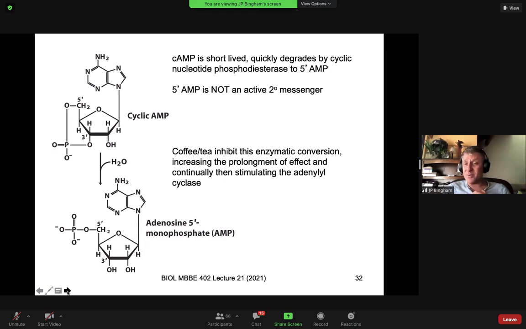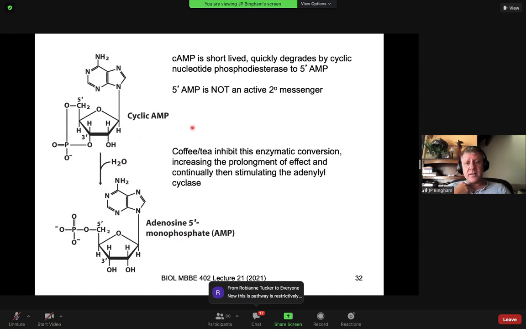Oh, and here we go. We talk about this issue with cyclic AMP and tea and coffee. Coca-Cola is the same thing. Cyclic AMP is very short-lived. The reason is that it is promiscuous and has a lot of activities in different tissues and different receptors and different enzymes. When the nucleotide phosphodiesterases bring it down to the non-cyclic form, adenosine 5' monophosphate, this is not active anymore.